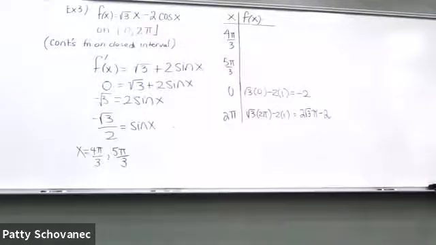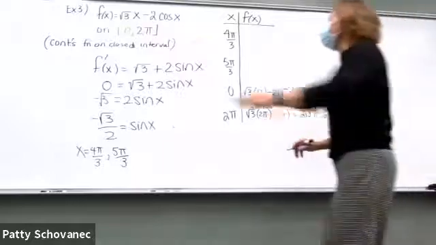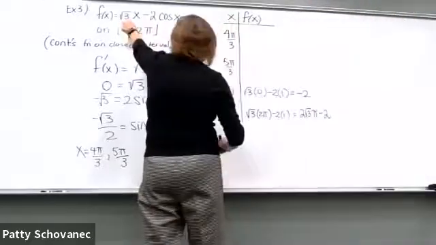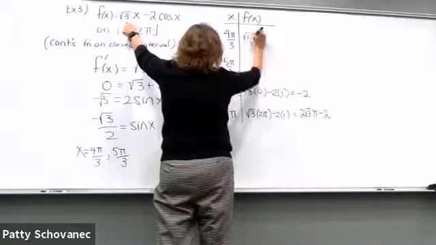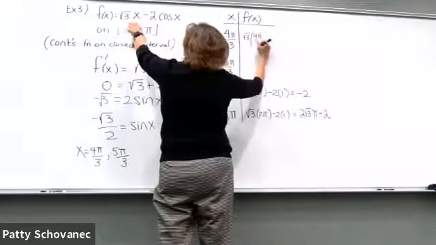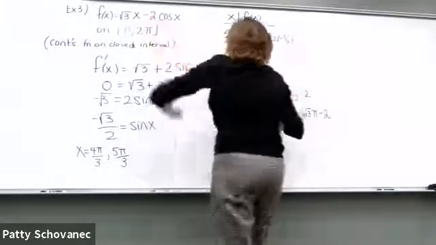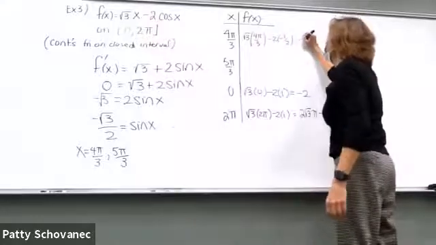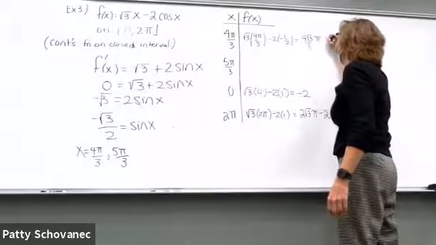Okay, now let's do the 4 pi thirds. What's the cosine at pi thirds? 1/2. 4 pi thirds is in quadrant 3, so cosine is negative in quadrant 3. So this is going to be a negative 1/2. But here I'm going to have square root of 3 times 4 pi thirds minus 2 times a negative 1/2. So let's write that as 4 square root of 3 over 3 times pi plus 1.